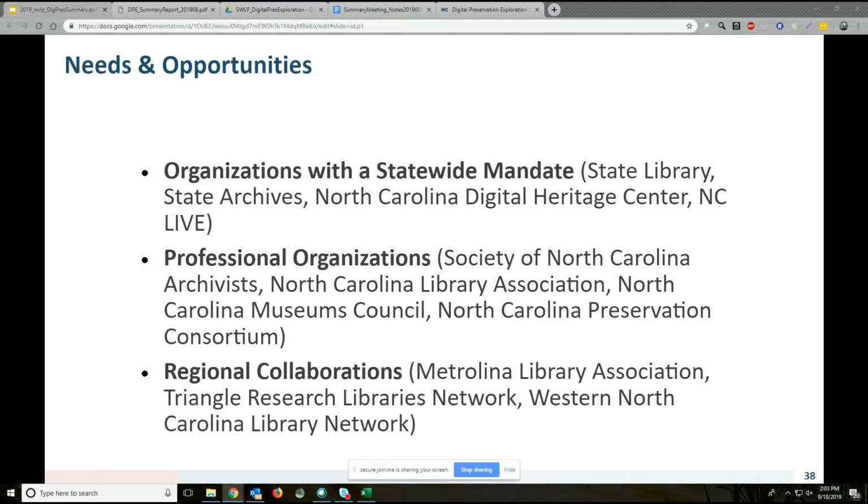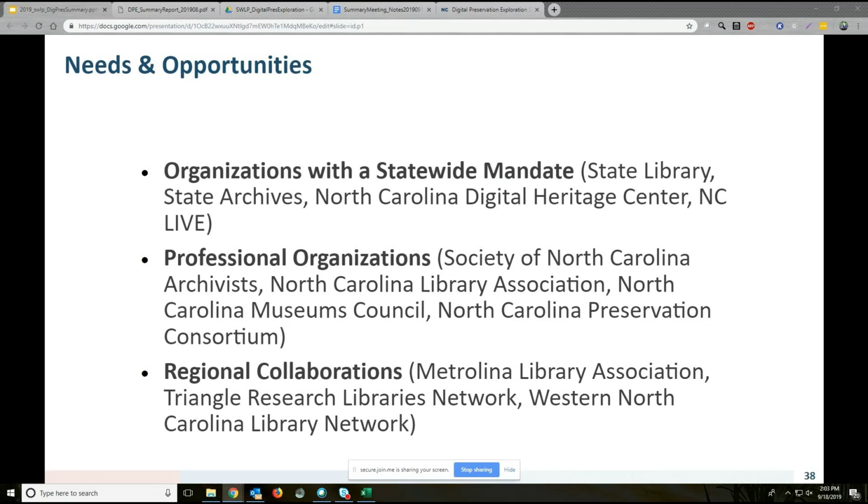So in a state, there are organizations with a statewide mandate already, like the State Library or the State Archives or the Digital Heritage Center, NC Live. There are also professional organizations, Society of North Carolina Archivists, North Carolina Library Association, Museums Council, Preservation Consortium, and then also regional collaborations, Metrolina Library Association, Triangle Research Libraries Network, and Western North Carolina Library Network, to name a few.